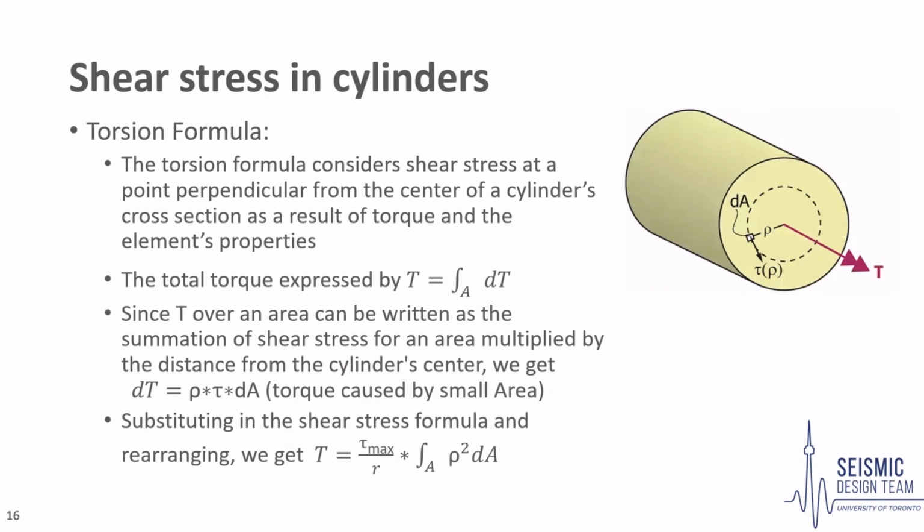From our observations on shear strain and stress, we may develop a formula for torsion looking at torque. Total torque at a point along the cross-section is equal to the summation of all torque on a cross-sectional area, which is equivalent to the shear stress developed at each area multiplied by distance rho from the center. Substituting in our previous equations, we get that torque is equal to the maximum shear stress divided by the radius multiplied by the integral of rho squared over the cross-sectional area.